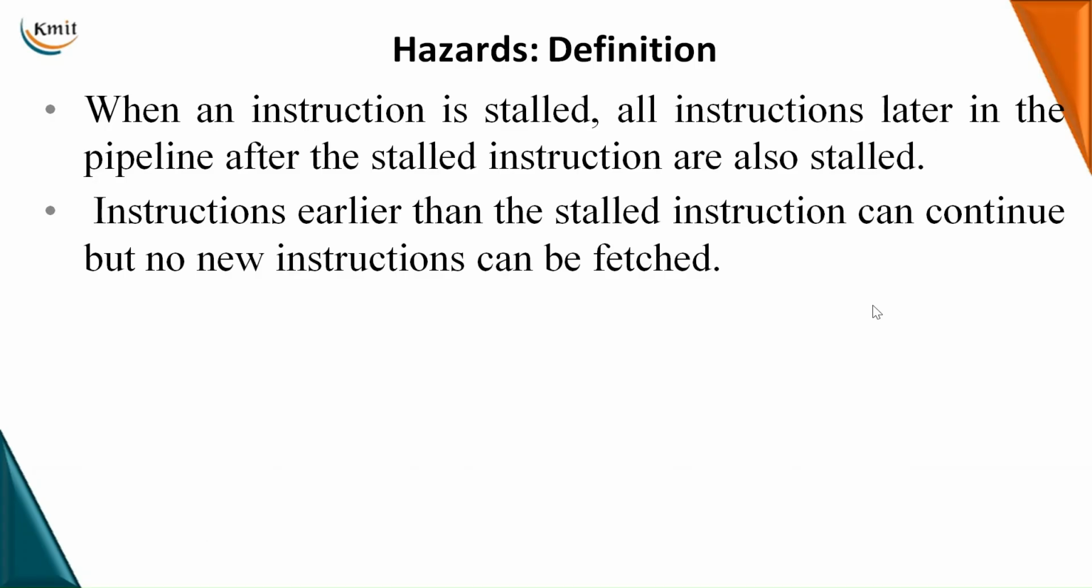So whenever an instruction is stalled, what happens? All the instructions which are present later in the pipeline, after this particular stalled instruction, should also be stalled. The instructions earlier than the stalled instruction will continue, but no new instructions can be fetched after the stalled instruction. That situation is called a pipeline hazard, or a hazard situation that occurs in a pipeline.